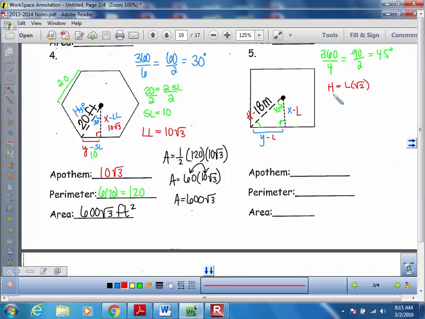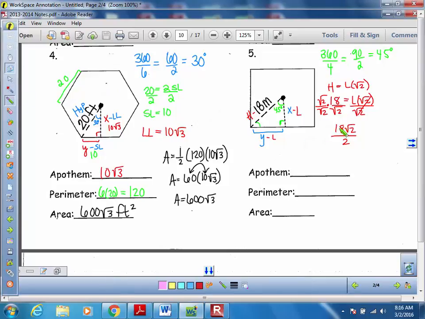So if I plug in what I have, 18 equals leg times the square root of 2. To get my leg isolated, I'm going to divide by square root of 2. If you remember yesterday, we cannot have a square root in the denominator, and the only way to get rid of that is to multiply the top and the bottom by that denominator. So when I multiply 18 times square root of 2, that gives me 18 square roots of 2. And square root of 2 times square root of 2 is just 2.